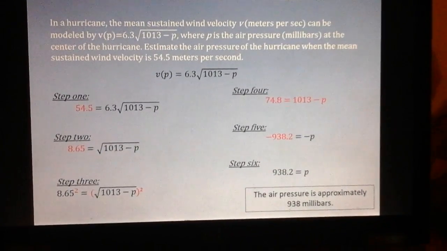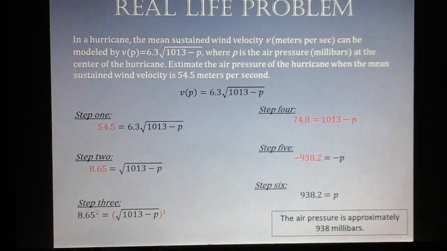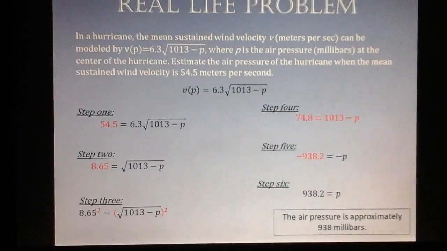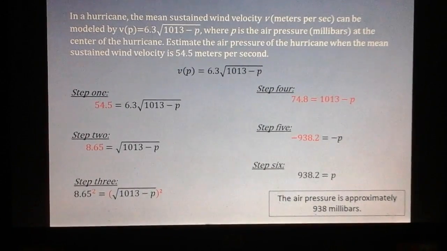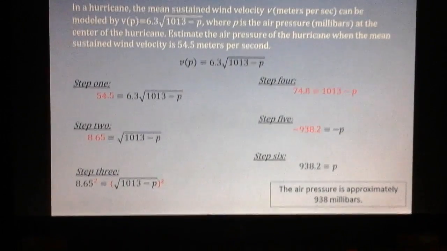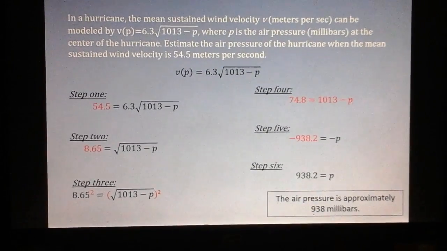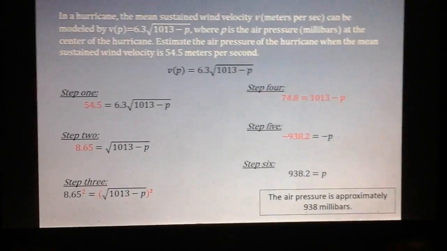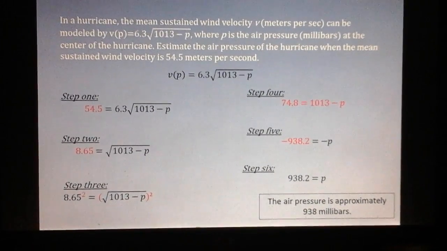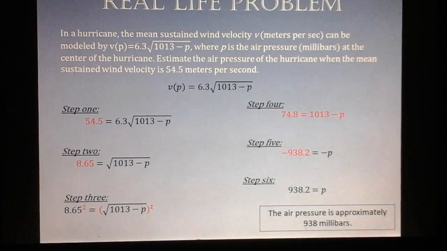For step 1, you would insert 54.5 meters per second for V. Then for step 2, you would divide by 6.3 to get that number away from the front of the radical. You're left with 8.65 equals radical 1013 minus P. For step 3, you would square both sides to eliminate the radical, and you would get 74.8 equals 1013 minus P.